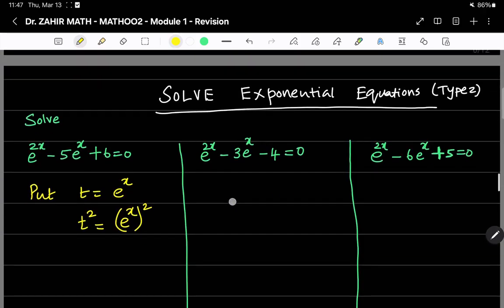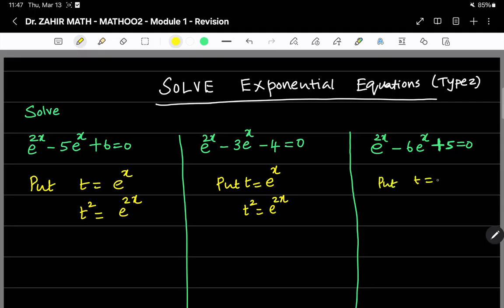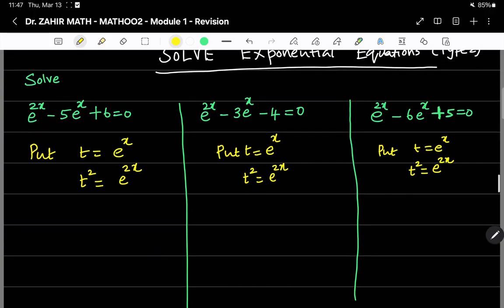So for these types of questions, I'm not going to tell you to put t each time. Take it as a rule. Put t is equal to e power x, and t square is e power 2x. You can also use u, no problem. T square is e power 2x.